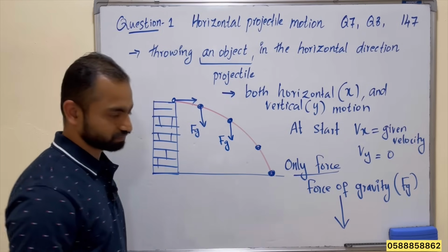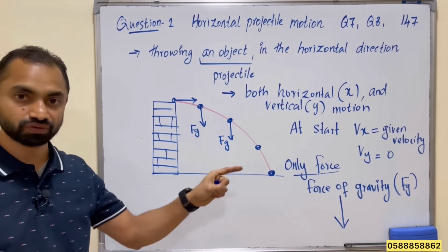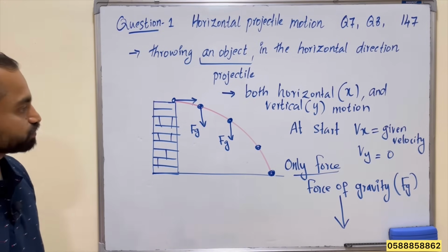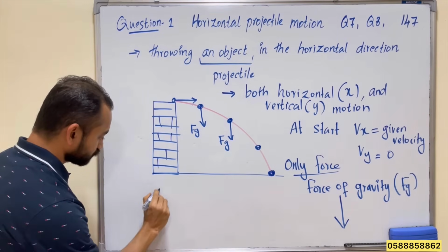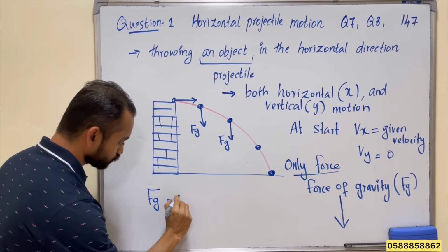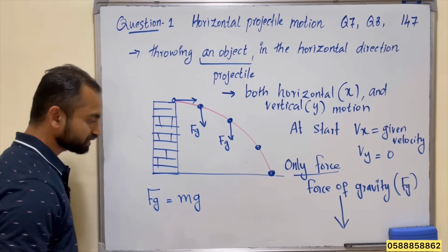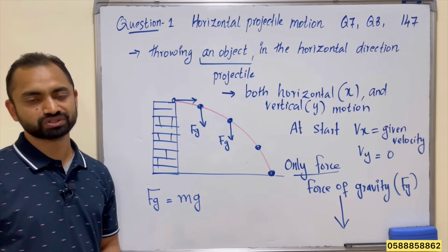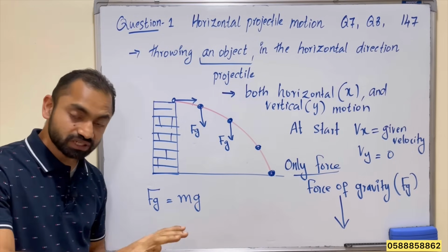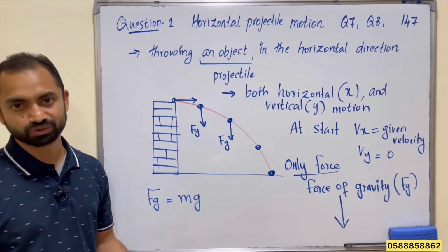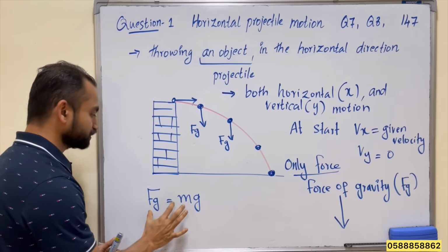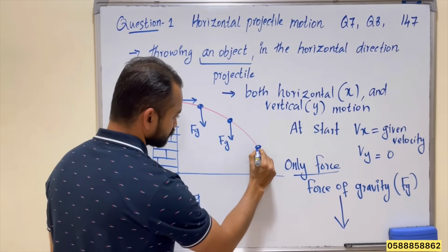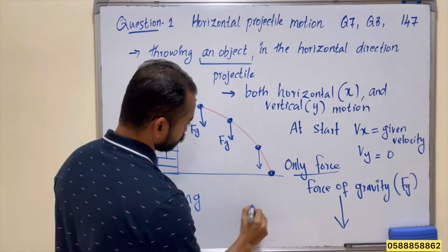During its motion, will force of gravity increase? Will it decrease? Or will it be the same? We know that force of gravity is equal to mg. So during the motion of the ball, the mass of the ball is not changing. The gravitational field of Earth is not changing. So force of gravity will not change. That is why we will draw the same length for the force of gravity.